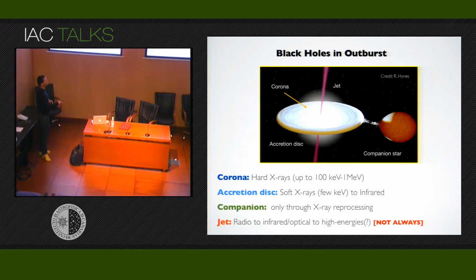On the other hand, we also have a companion star that sometimes can be seen through X-ray reprocessing. So we can see the part of the companion that is illuminated by the X-ray photons coming from the X-ray source. And also, for some particular accretion states, we have powerful jets that we detect in the radio, in the infrared, maybe the optical. It's quite controversial whether these jets also contribute to the high energies, to the X-ray flux that we see. I will talk about this later.